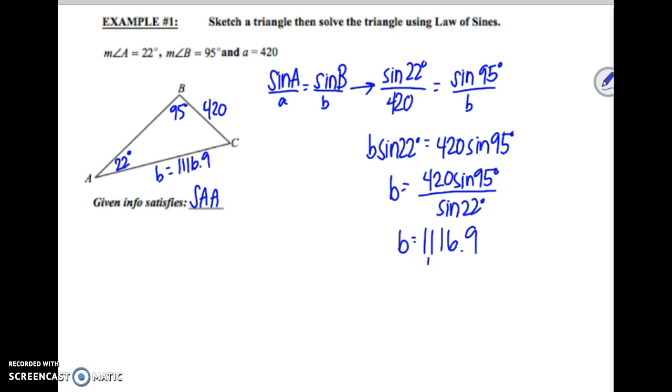Now to find the side length C, some people may think we could use the Pythagorean theorem, because we know the other two side lengths, but since we do not have a right triangle, we cannot use the Pythagorean theorem, so we must use the law of sines again. So we can use sine of A divided by A equals sine of C divided by C.